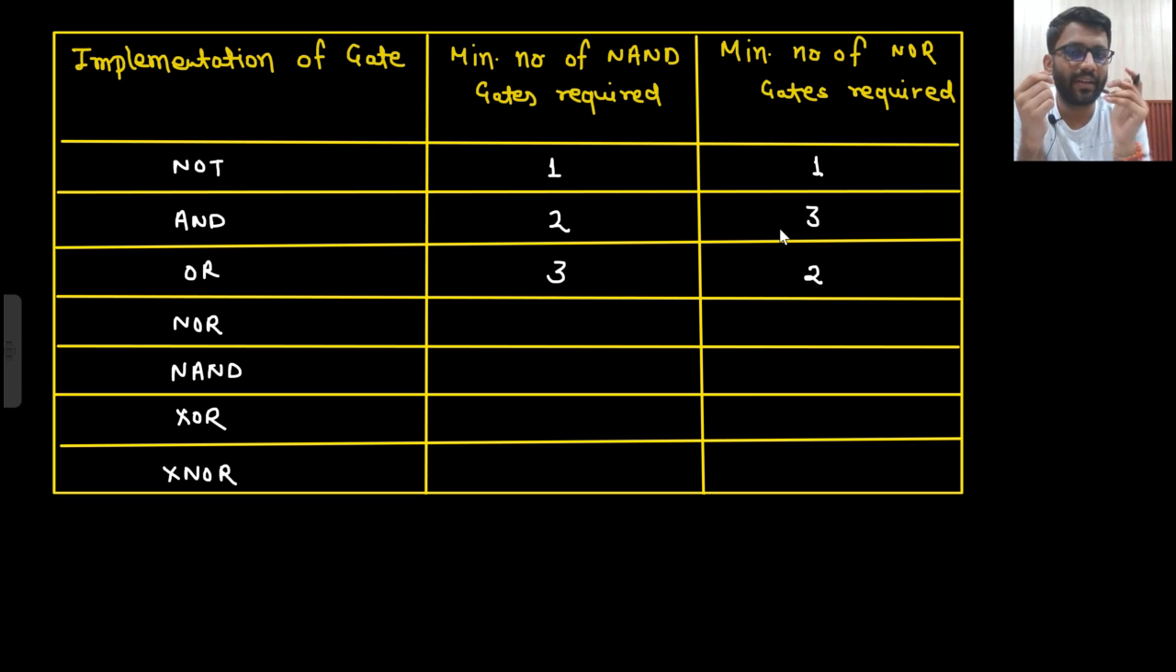Can you remember it this way? NAND is near to AND, so it will require 2. NOR is near to OR, it will require 2. Rest of them will require 3. NAND to NOR, very far away. NAND to OR is requiring 3, so this will require 1 more, 4. NOR to NOR, 1 only, because NOR is itself NOR, right? NAND to NAND, 1 only. Now NOR to AND is 3. So this will require 4.